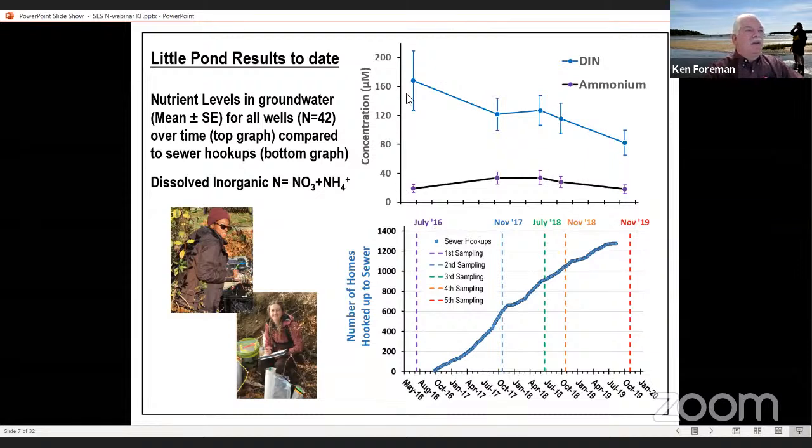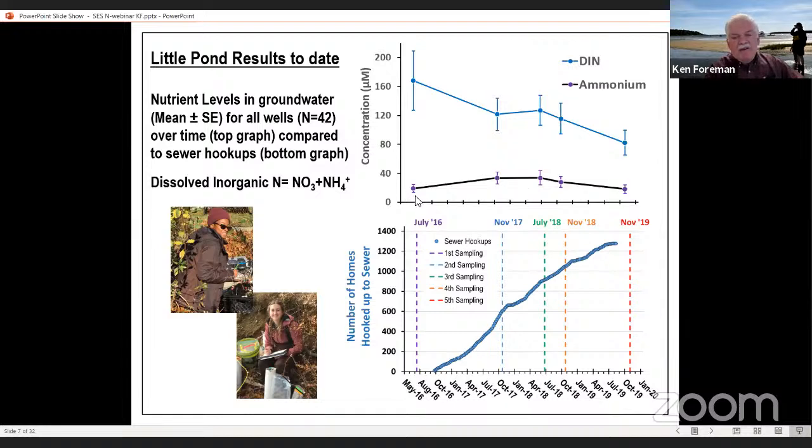Along the way, if you take the average of all the well data that we have at each of those sampling dates, you can see there's been a general decline in the concentration of dissolved inorganic nitrogen that's in that groundwater. And I'll remind you, dissolved inorganic nitrogen is merely the sum of the nitrate and the ammonia present. So the amount of ammonia present is shown by this lower line here, and it's stayed relatively constant. And most of this decline is due to the removal of nitrate in the groundwater.